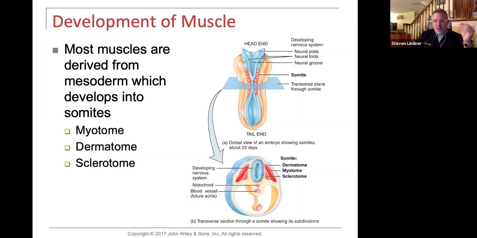Myotomes. Myotomes are nerves that control the same group of muscles. So the myotome for the deltoids, bringing my arm this way in abduction, that is my C5 myotome. C6 myotome. Deltoid is the C5 myotome. C6, elbow flexion myotome. C6 is also wrist extension.